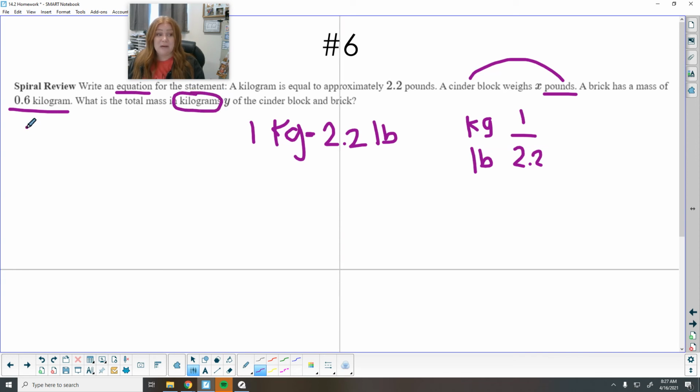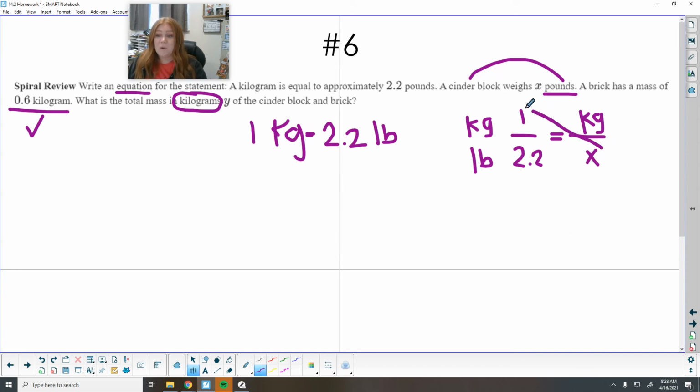So the brick is done for us. It's already turned into kilograms. So that's nice. That one's done. So it looks like we would need to turn this cinder block into kilograms. So we don't know how many it is. So we want to get it in kilograms, and we know we have X.